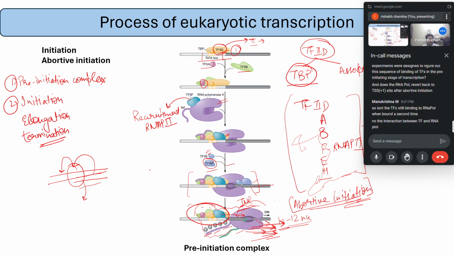Yeah, it would be binding. The transcription factor would be binding because only the transcription factor has the affinity toward the other transcription factor, as compared to the RNA polymerase. So the transcription factor will be bound to the RNA polymerase for its recruitment. So any more doubts?